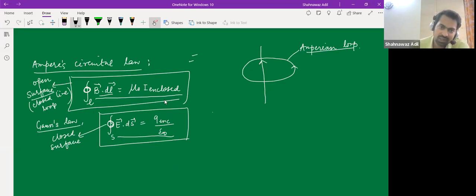Okay, so this is the only difference between the Ampere circuital law and the Gauss's law. And they are analogous. So you can see the analogy from here. B is E and then line integral changes to surface. And this is mu naught times, this is 1 by epsilon naught times. Understood?